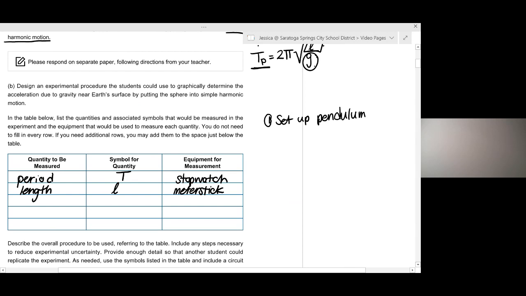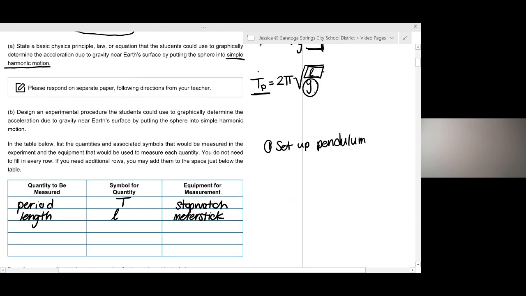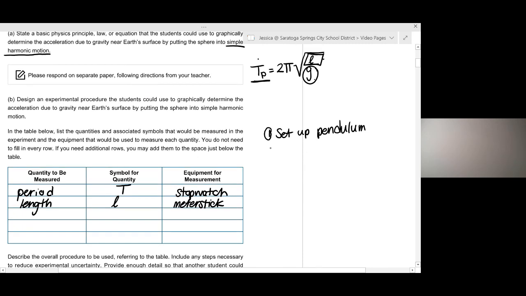Now you might be thinking, do we need to find the mass of the pendulum? Well, mass isn't in this equation that I talked about, so no, we actually don't need to find the mass of the pendulum. Okay, so we're going to set up the pendulum. We're going to set the length to, let's say, 10 centimeters.